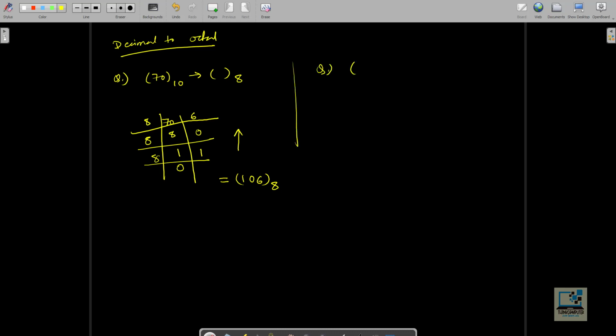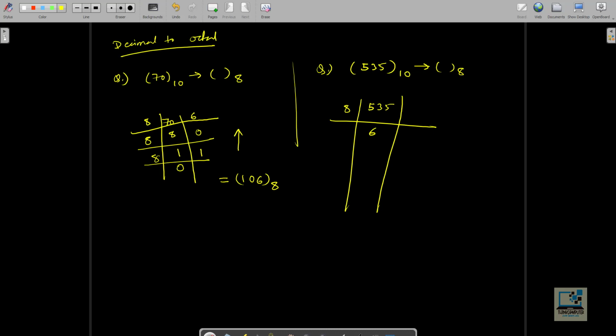Suppose the number is 535. Okay, 535 base 10 to base 8. So same logic, divide 535 by 8, correct? Because we are going into base 8. So when you do that, divide by 8. 8 4s are 32, 8 5s are 40, 8 6s are 48. That is the closest. You have to do like that. 8 6 are 48. So 53 minus 48 will be 5. 5 and a 5, 55. So again 8 6 are 48. 55 minus 48 is going to be 7.